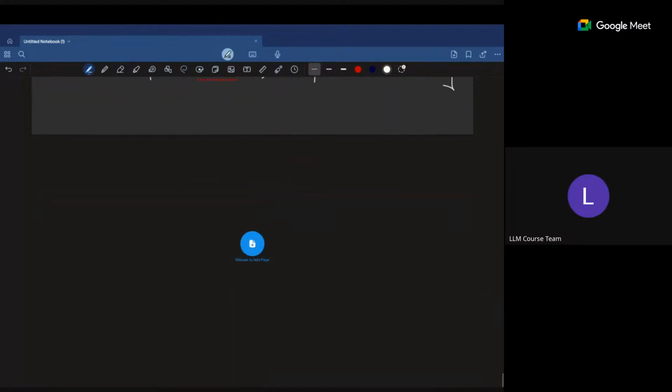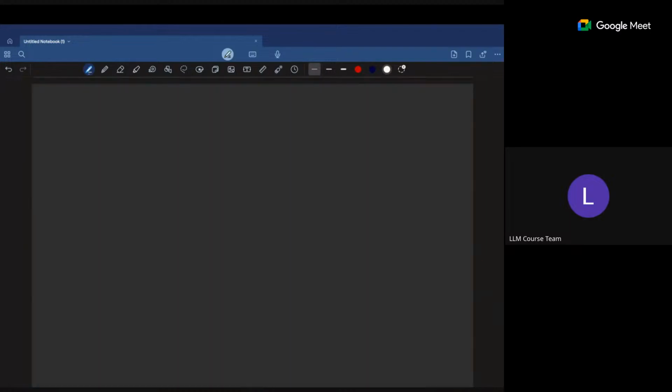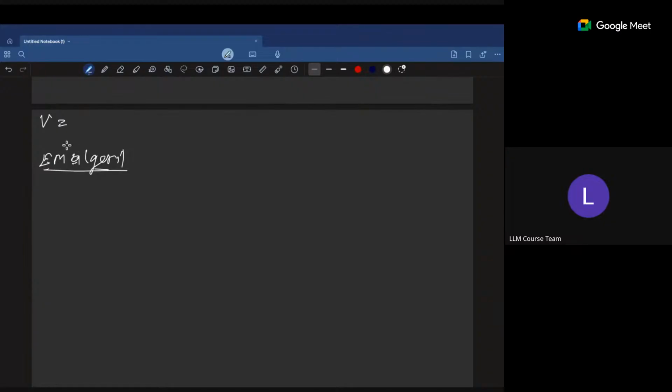Okay, now we have a very large vocabulary with us. We have to prune this. For pruning this, first we use the EM algorithm. Before that, let's say you have a word, playing. Okay, so what are the possible splits for this playing?